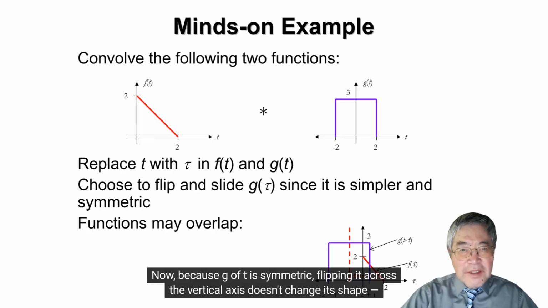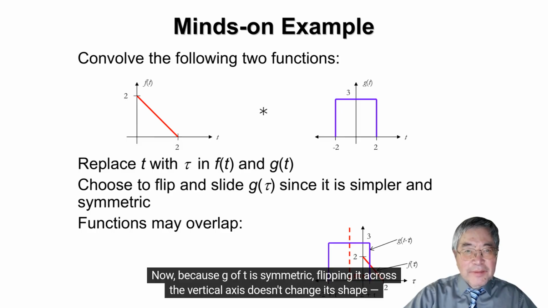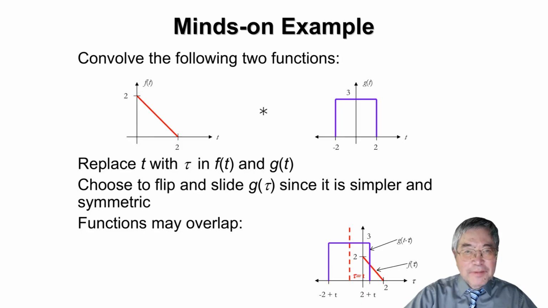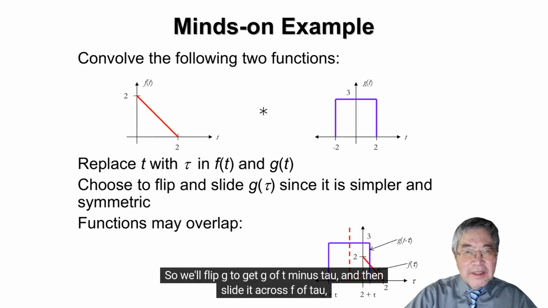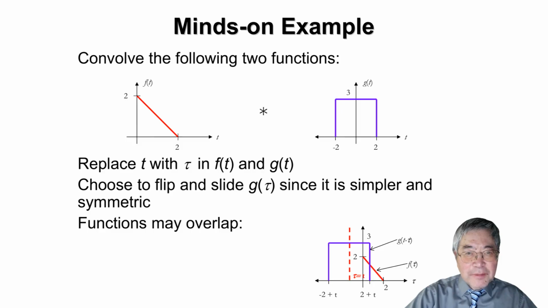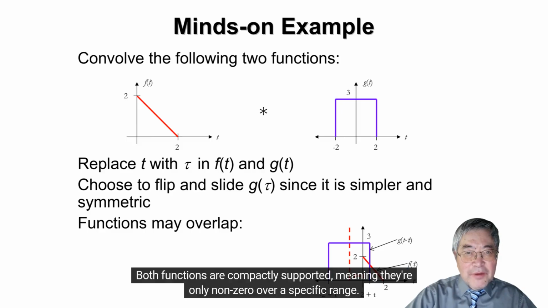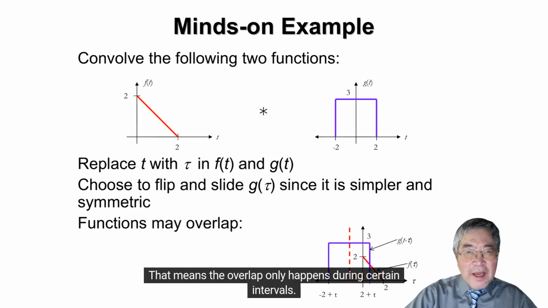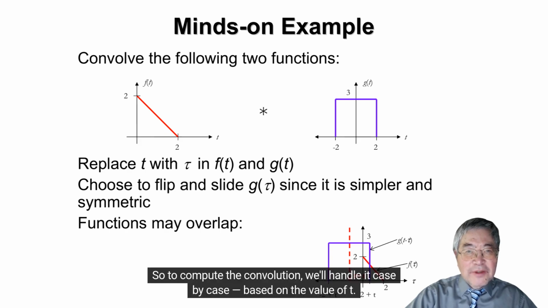Now, because g of t is symmetric, flipping it across the vertical axis doesn't change its shape, which actually makes our job easier. So we'll flip g to get g of t minus tau and then slide it across f of tau, evaluating the convolution at each position t. Here's the key part. Both functions are compactly supported, meaning they're only non-zero over a specific range. That means the overlap only happens during certain intervals. So to compute the convolution, we'll handle it case by case based on the value of t.